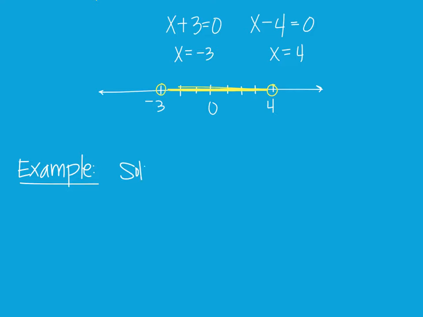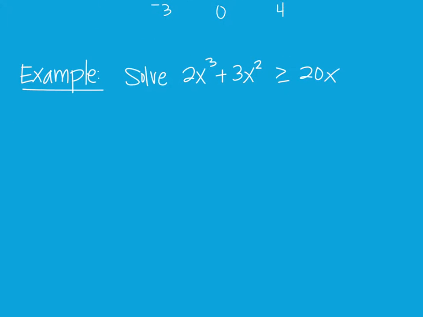Last one. Solve 2x cubed plus 3x squared greater than or equal to 20x. First of all, the problem before had a square and had how many answers? 2. This problem is a cube, which will have how many spots on the number line? 3. There need to be 3 answers on the number line.